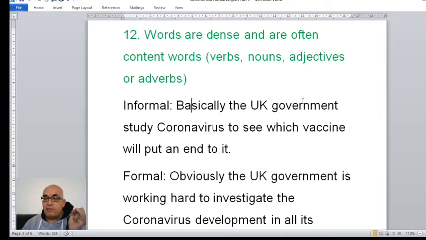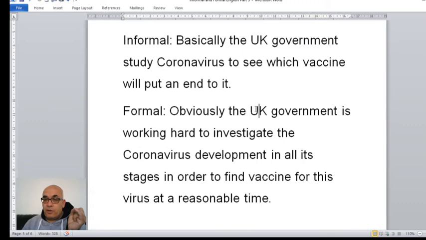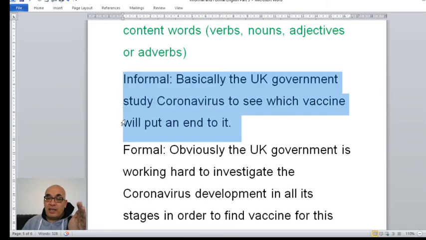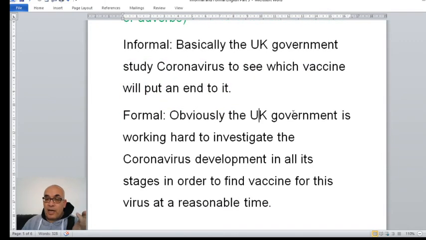I have 9 content words. Basically, it's an adverb. This is noun, noun, verb, noun, verb, noun, verb, noun. 9. But here, this is 1, 2, 3, 4, 5, 6, 7, 8, 9, 10, 11, 12, 13, 14. I'm using 14 content words, but here I'm using only 9. Obviously, it's an adverb. UK is a noun, government is a noun, working is a verb, hard is an adverb, investigate is a verb, coronavirus is a noun, development is a noun, all is an adjective, stage is a noun, find is a verb, vaccine is a noun, virus is a noun, reasonable is an adjective, and time is a noun.